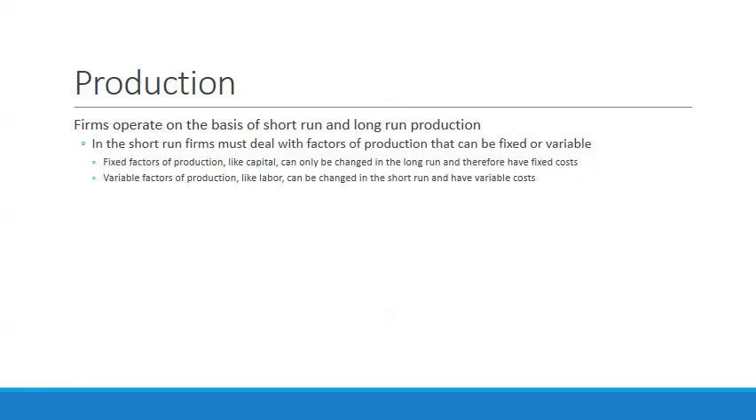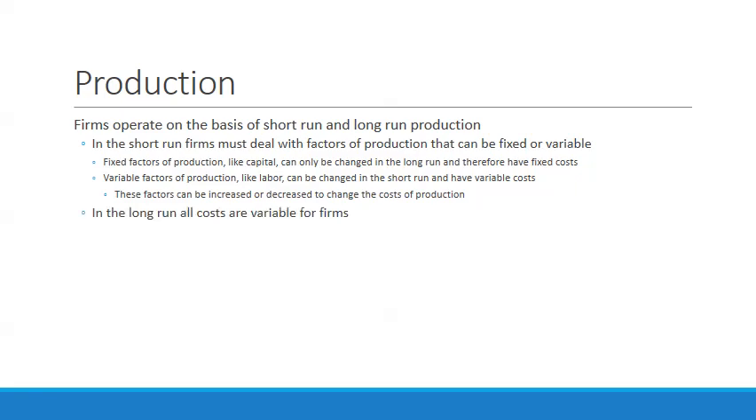You can always hire and fire more workers, but you can't all of a sudden get rid of a factory or build a new one in the short run. So that's a fixed cost. Even if you're not producing, you still pay a fixed cost. That's something you've got to remember. These factors can be increased or decreased to change the cost of production. Now, in the long run, all costs are variable for firms, because in the long run, anything can be changed. But in the short run, you have variable and fixed factors.